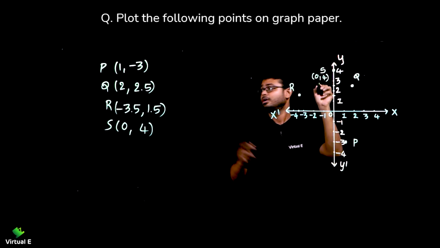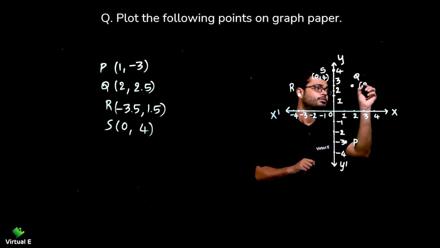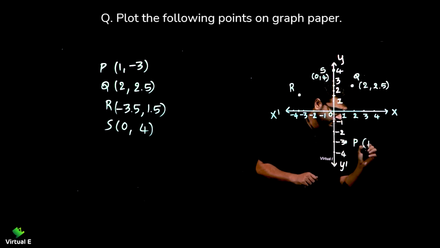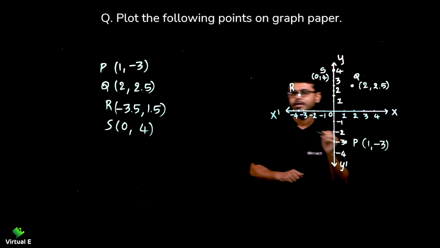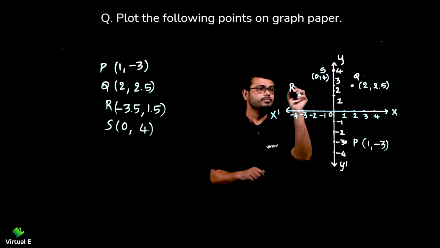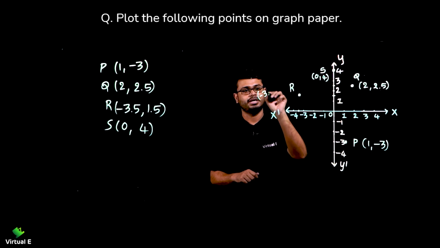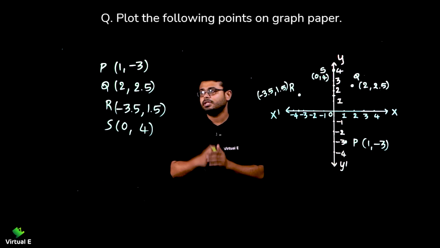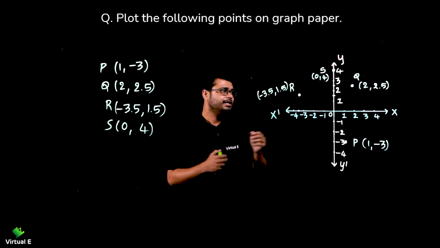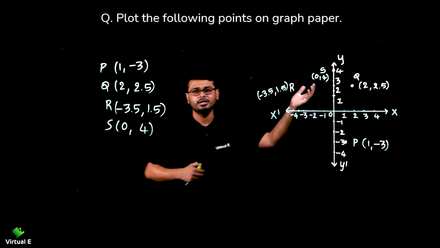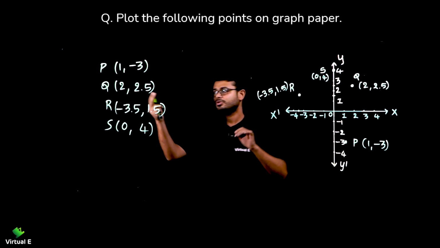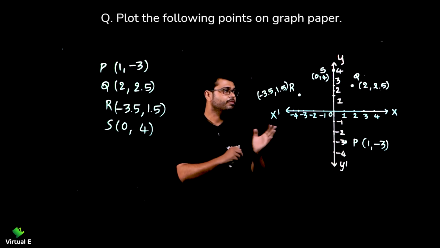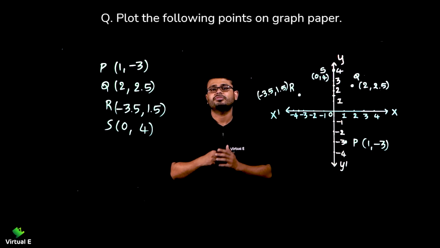0 comma 4. Q is 2 comma 2.5. P is 1 comma minus 3 and R is, let's write here, minus 3.5, 1.5. So this is how we plot the decimal points. If it is 0.5, then we know that we need to take the middle number between any two, right? We just need to use our logic. This much decimal we know very well, right? So this is how we plot the decimal points. Let's move to the next question.